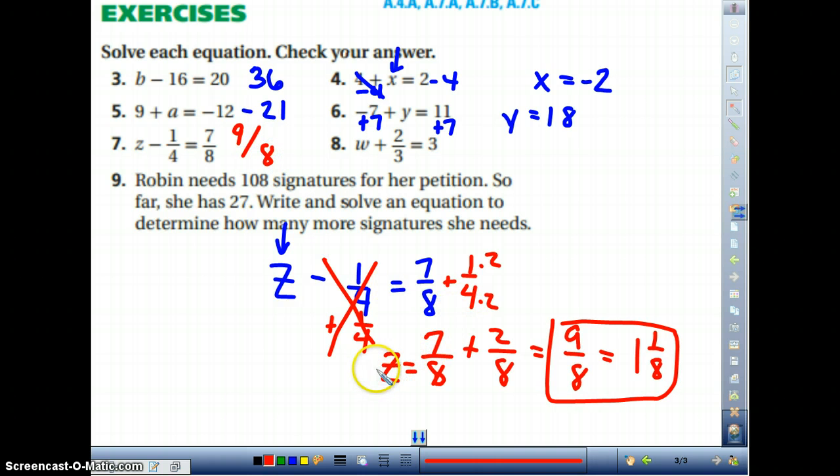On number 8, w plus 2/3 equals 3. How do we get rid of addition by 2/3? Yeah, let's subtract 2/3. And if I subtract 2/3 from this side, oops, that's not a 3. If I subtract 2/3 from this side, I've got to subtract 2/3 from this side. How do you take 3 and subtract 2/3?